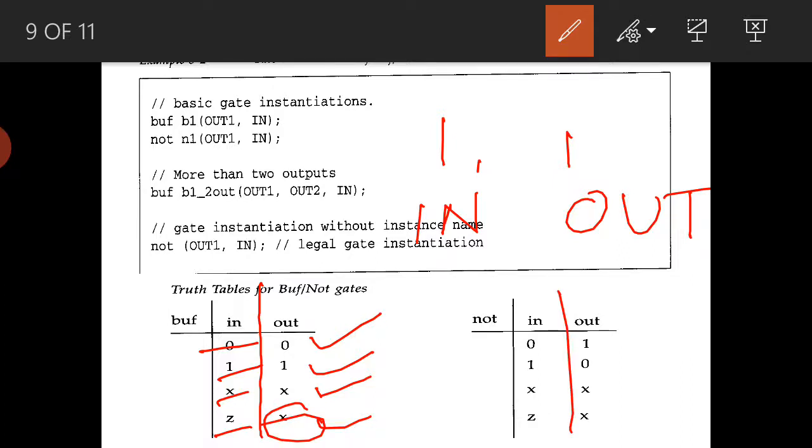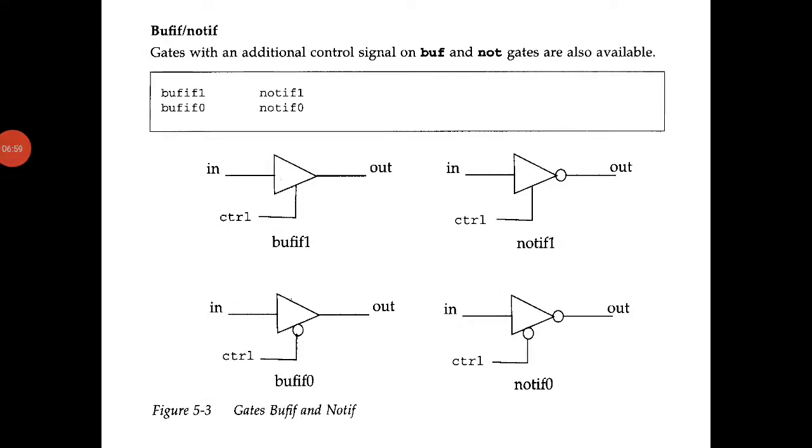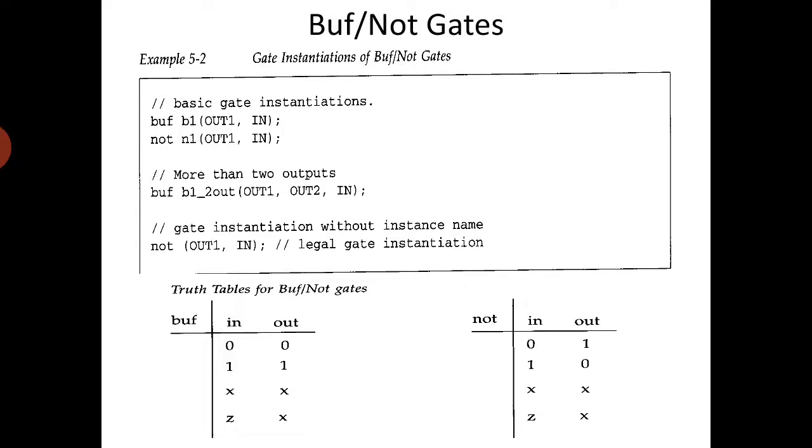Similarly, if it is a NOT gate, meaning an inverter, 0 means 1, 1 means 0, x is x and z is x. Okay, so this is what the truth tables for the buffer and NOT gates look like. These are the basic buffer and NOT gates.